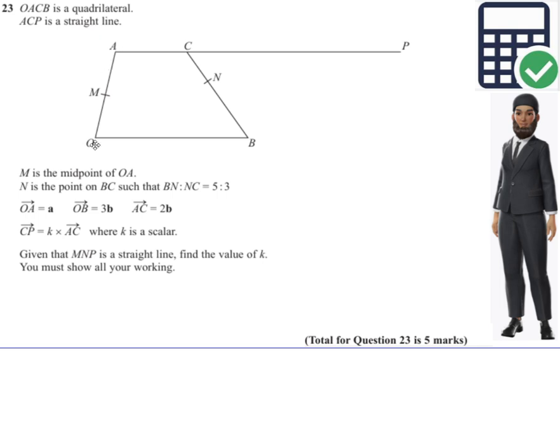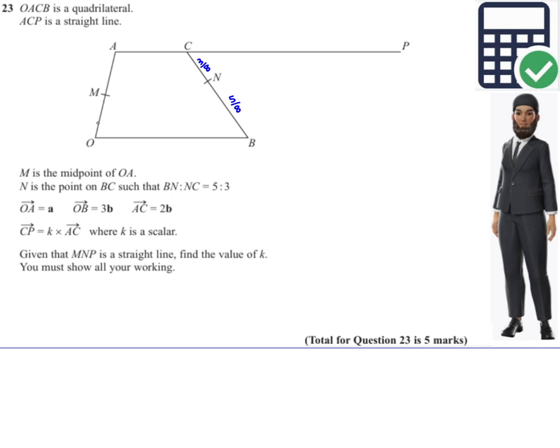OACB is a quadrilateral. ACP is a straight line, that's along here. M is the midpoint of OA. N is the point on BC, such that B to N is 5 parts and N to C is 3 parts. So if that's the case, I guess we could just write over here 5 parts out of a total of 8. So this is going to be 5/8. And then N to C, which will be 3 parts, so that will be 3/8 of BC. So something for us to bear in mind.